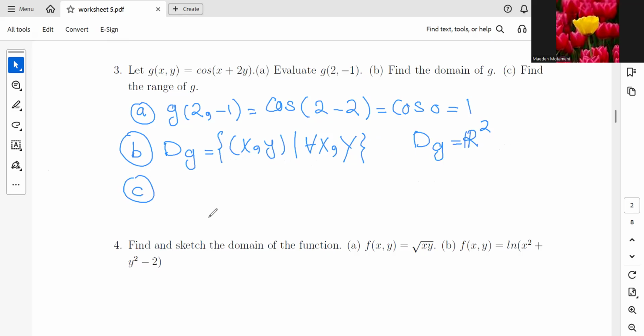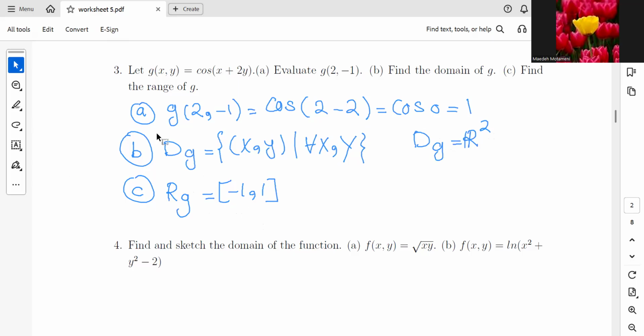Part C, find the range of G. So we said that the cosine function accepts all numbers, and the values that we would have for x plus 2y. This is why the domain of G is R squared. But based on these inputs, what is the output? Range means the output. Whatever you put for cosine as the input, you would get a number between -1 and 1 included. And this would be the range of G here.